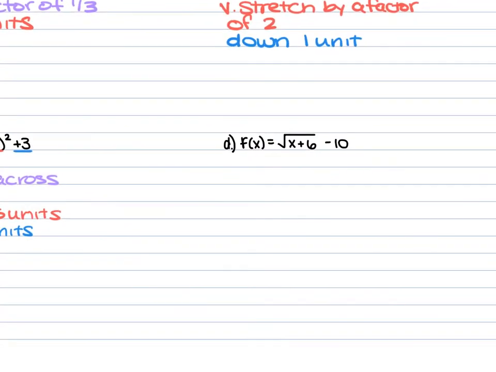For D, we have f of x is equal to the square root of x plus 6 minus 10. So that x plus 6 is under the radical. It's just like it would be inside parentheses. So this plus 6 means that we're going to go left 6 units. And then that minus 10 is just down 10 units.